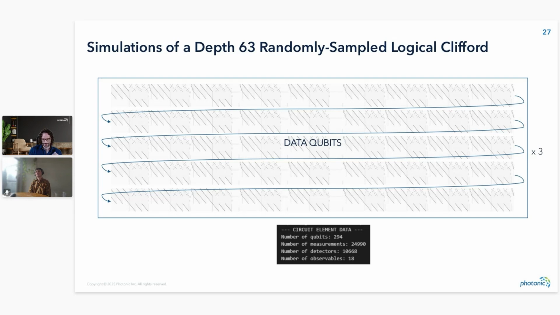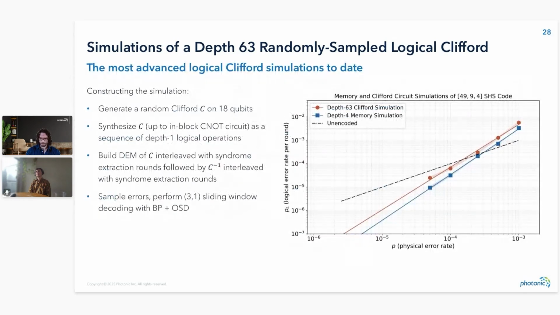For more complicated simulations, there's plenty of stuff you can do. It's just you can't feed it to STIM directly like that anymore. But for the actual simulation that we ran, we generated a random Clifford on 18 qubits. That's because we're going to do a simulation on 2 code blocks of this 4994 code, so 18 being twice 9. We take that random Clifford we generated and we synthesize it using the methods that Alex had described in the first section of this talk.